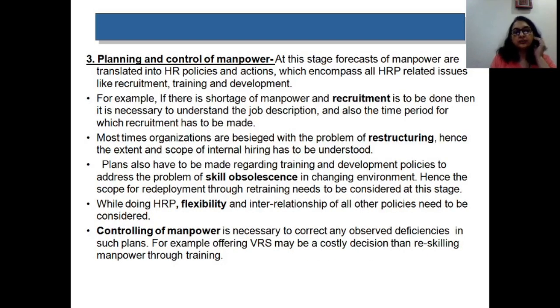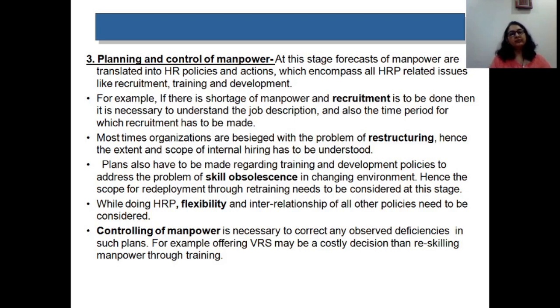Now the third stage is planning and control of manpower. At this stage, forecasts of manpower are translated into HR policies and actions. So once you have made the forecast, now you have to translate this into actions. This relates to all the HRP related issues like recruitment, training and development. All these functions have to be taken up.